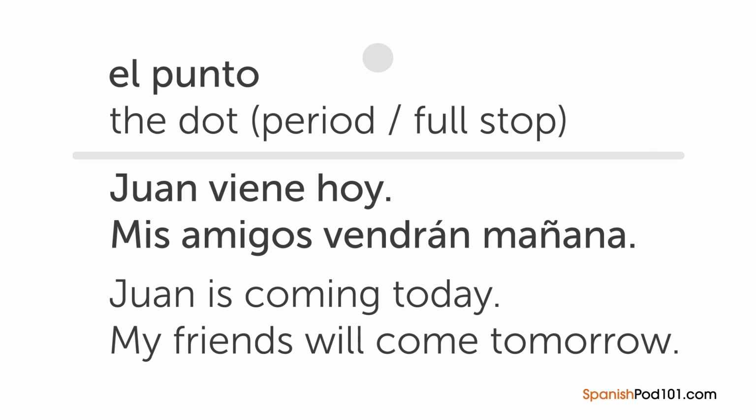Let's take a look at the basic uses of punctuation marks in Spanish. The first one is el punto. This literally means the dot, but you may know it better as the period in American English or full stop in British English. It's used to mark the ending of a sentence or complete thought. After using a punto, the next word should be capitalized. For example, Juan viene hoy. Mis amigos vendrán mañana. This means Juan is coming today, my friends will come tomorrow.